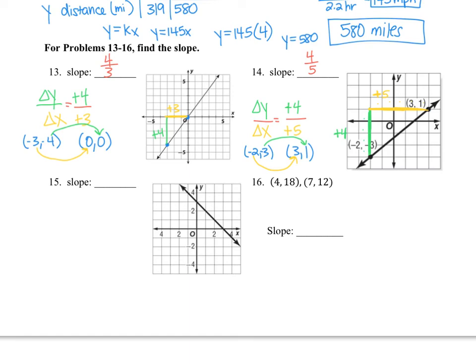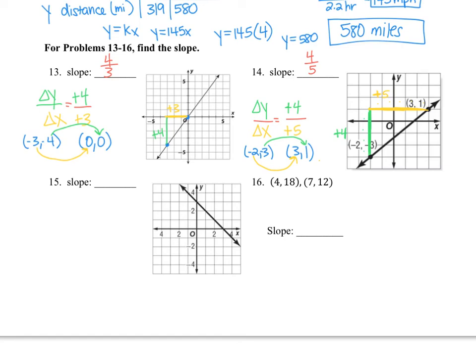So then again, 4 divided by 5 is our answer, or 4/5. Number 15, again, not a proportional relationship because it doesn't go through 0, 0. But it's straight, so it has a constant rate of change, so it has a slope.